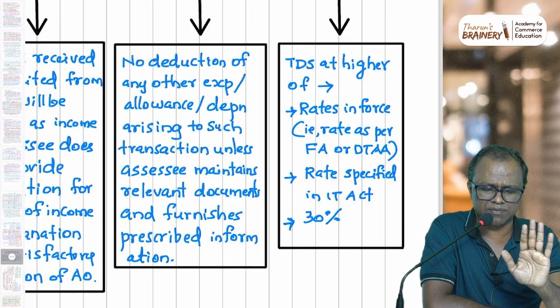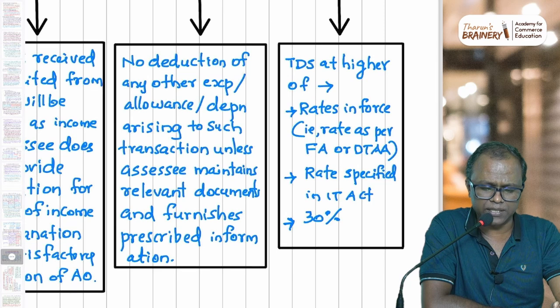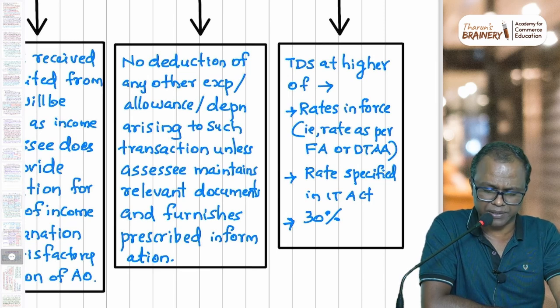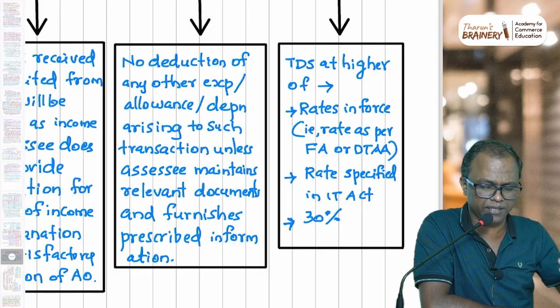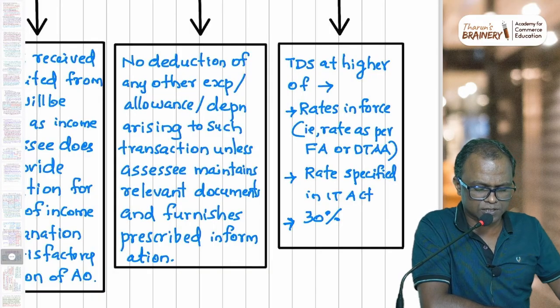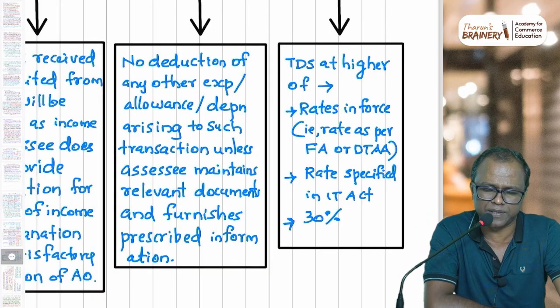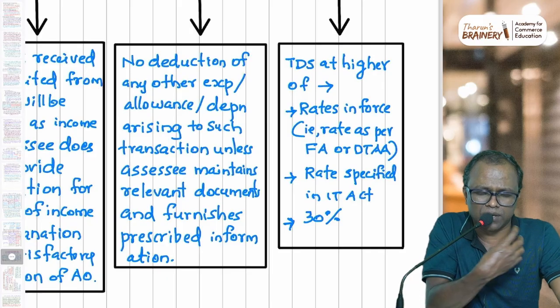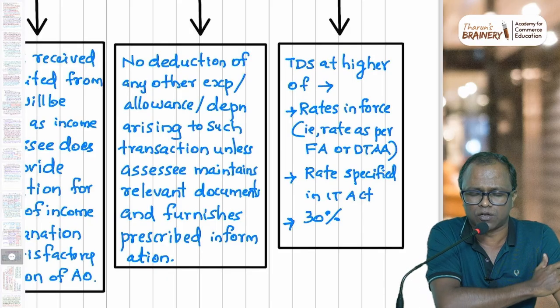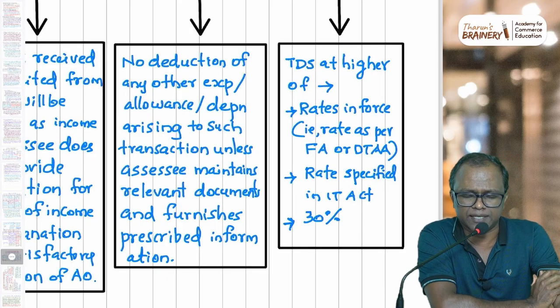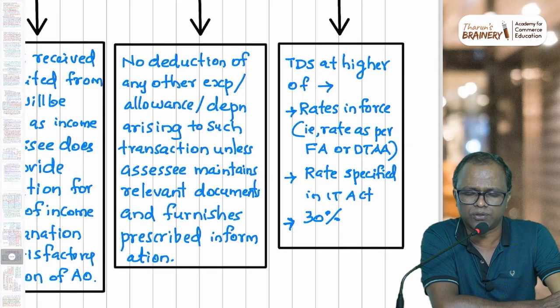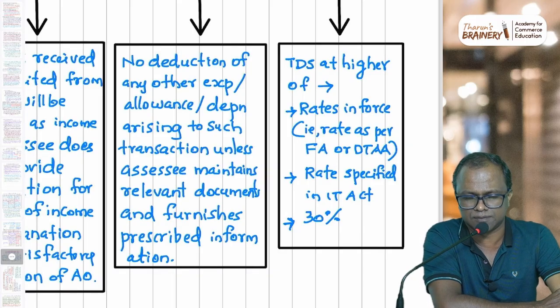Only then that expenditure will be allowed. So no deduction of any other expenditure or allowance or depreciation arising to such a transaction unless the assessee, the Indian entity, maintains relevant documents and furnishes prescribed information. So additional documents must be maintained. Then only expenses which are paid or payable to the NJA entity, which is an expense for the Indian entity, are allowed subject to this additional documentation.